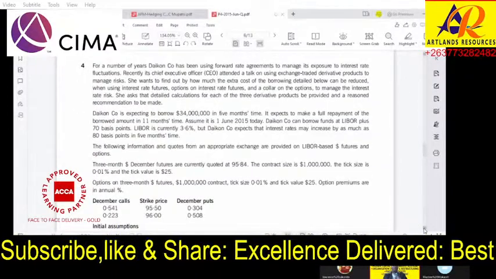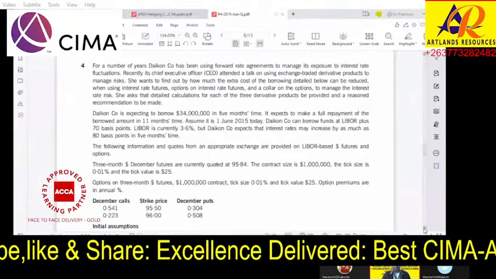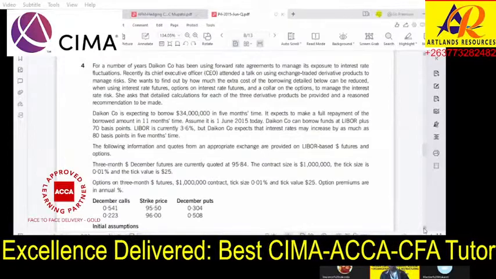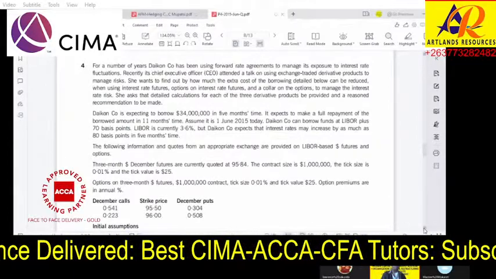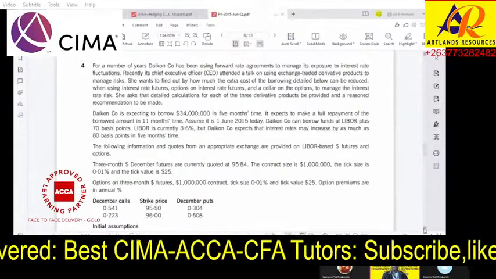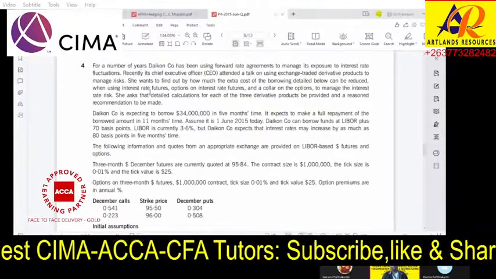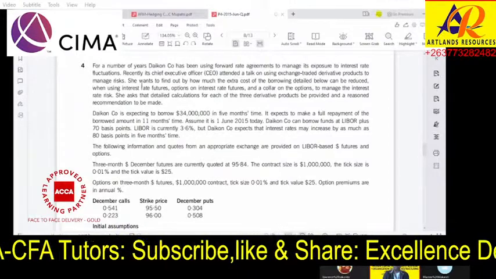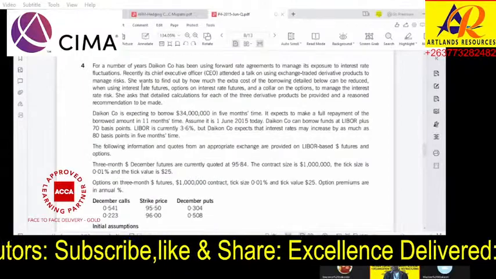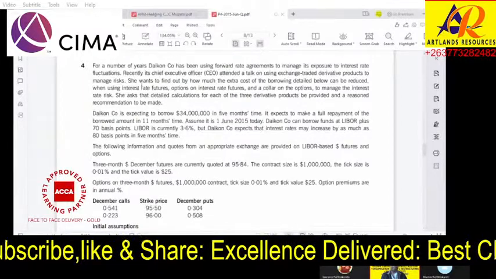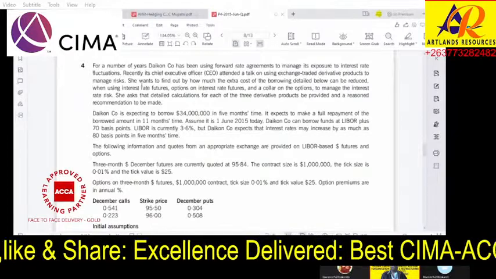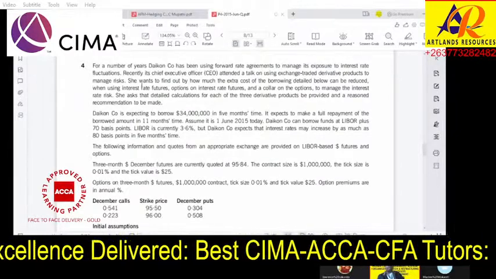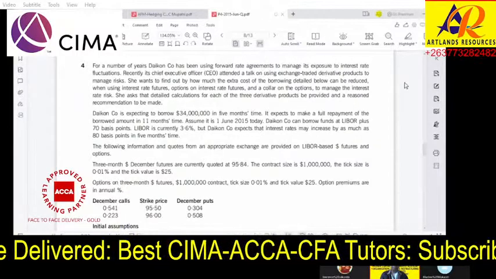Now, we want to jump to question number four, because question number four is on hedging interest rate risk using, it includes connotations of collar on options. It is that which I want to outline more in this particular discussion. So let me read the question. It's saying, for a number of years, Daikon Company has been using forward rate agreements to manage its exposure to interest rate fluctuations. Recently, the chief executive officer attended a talk on using exchange traded derivative products to manage.